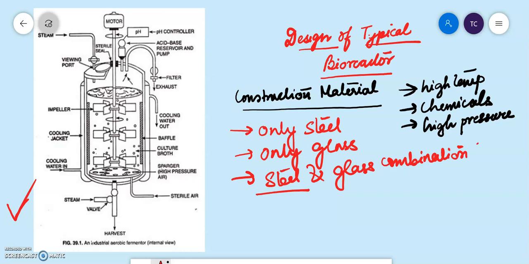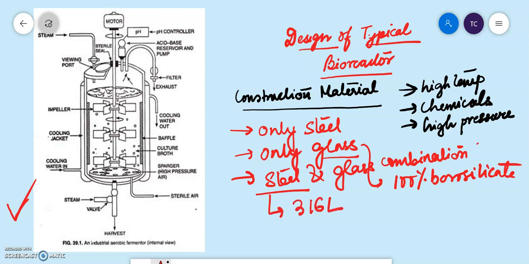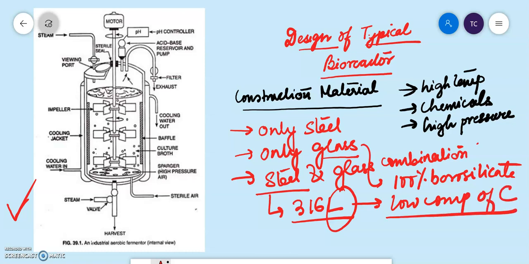First, the glass should be made of 100% borosilicate. Whereas for stainless steel, a widespread brand should be used, that is 316L. What is this 316L? The L indicates that the steel has a low composition of carbon. So this is about your construction material.